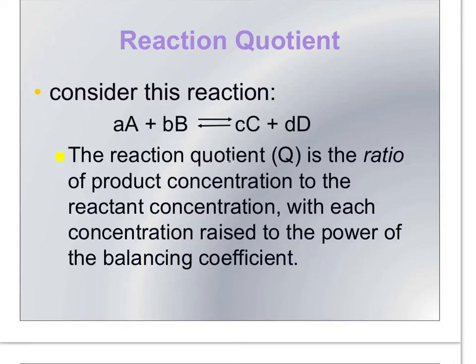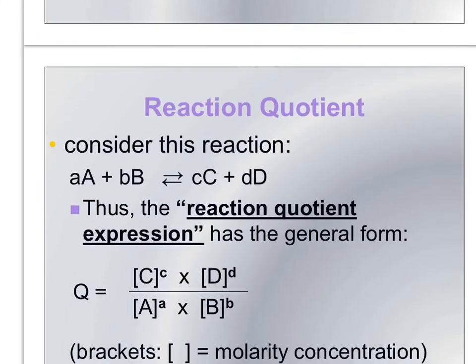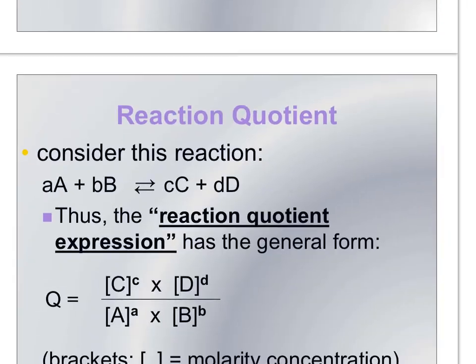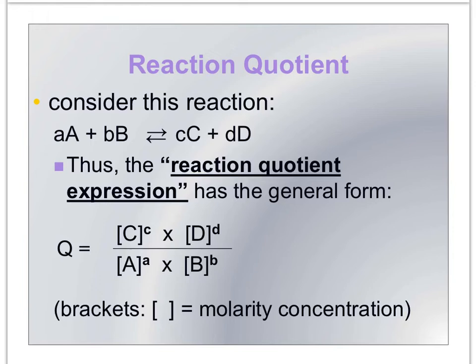So let's take a look at this reaction here, same reaction that we saw on the previous slide. We have A reacting with B to yield C and D. Now, capital letters represent our formulas, our substances, whereas lowercase letters represent our coefficients. So if we want the reaction quotient, we want to calculate it or express it as an expression, we would take the concentration of each of the products. So here we have two products, C and D.